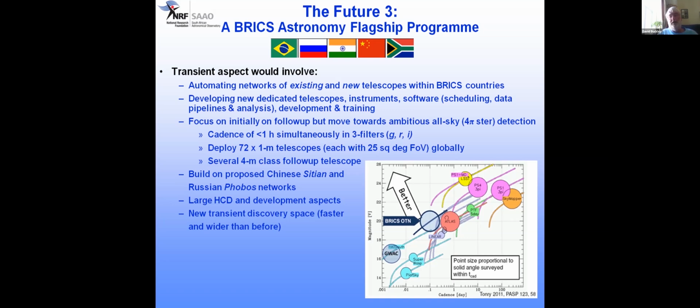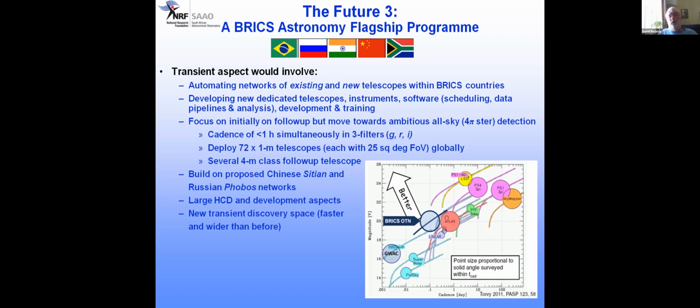So this project, as I say, has just started. The Department of Science and Innovation has given initial seed funding of 3.5 million rands to get this off the ground, and we're expecting similar amounts to come from our BRICS partners over the coming year or 2.